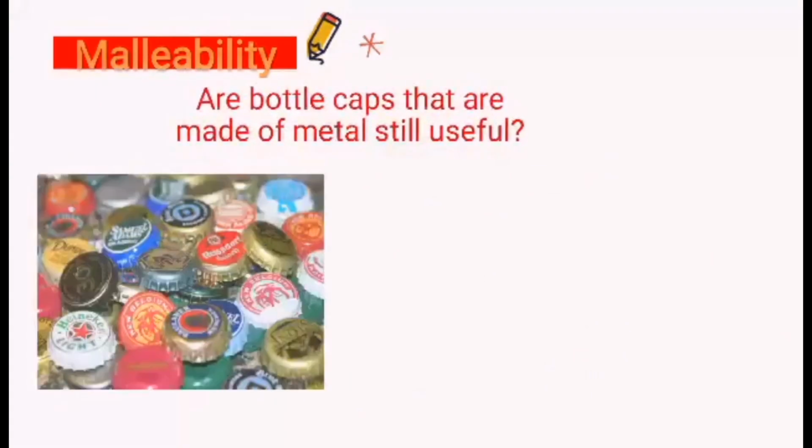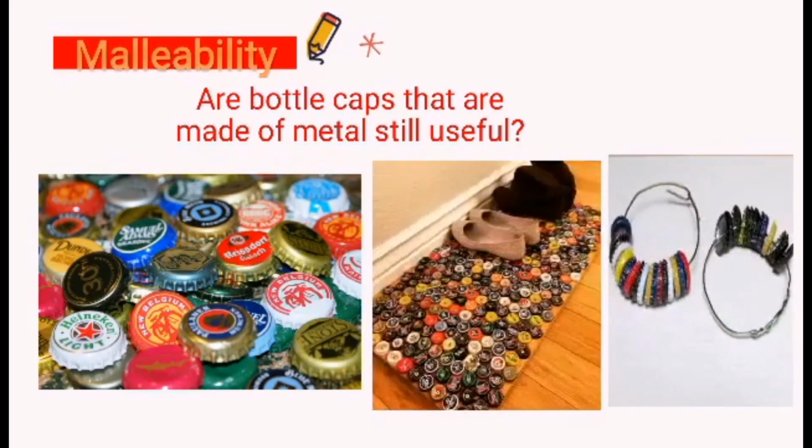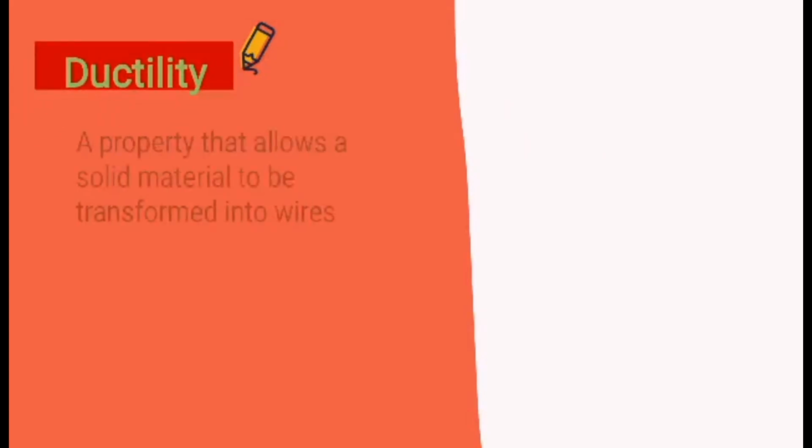Are bottle cups that are made of metal still useful? Yes, they may be used to make a doormat, or it can be hammered into thin sheets to make an improvised tambourine. Next property is ductility.